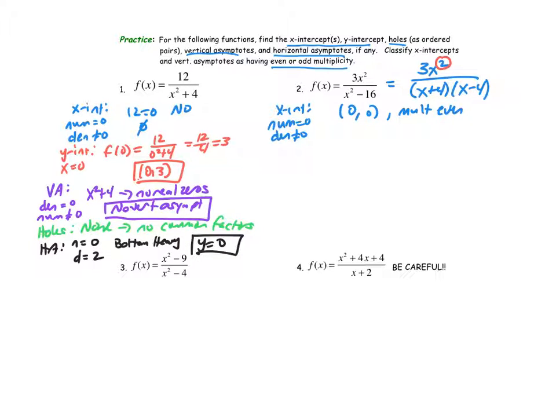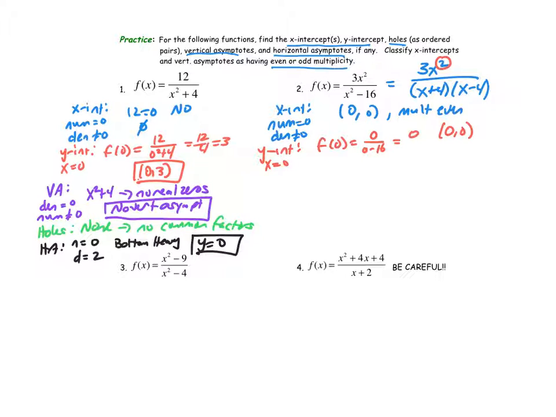Next, let's find the y-intercept. For the y-intercept of any function, let x equal 0. So we need to evaluate f of 0. In this case, that's going to be 0 over 0 minus 16, which is going to be 0. So the y-intercept is (0, 0). Whenever we have an x-intercept of (0, 0), we will also have a y-intercept of (0, 0).